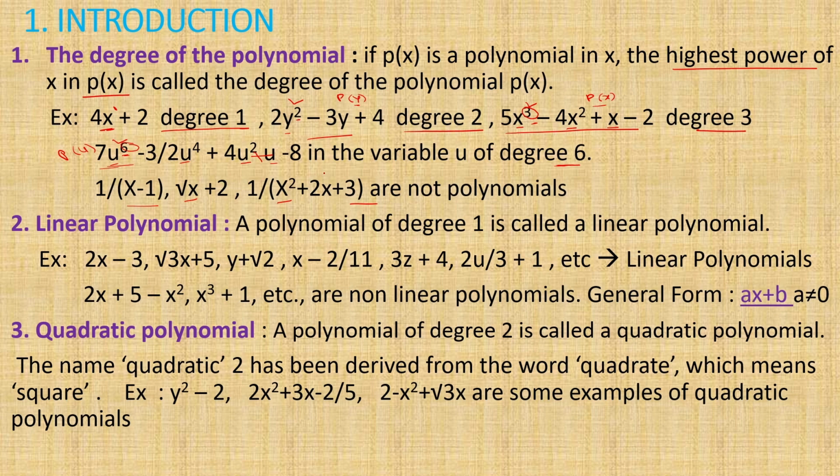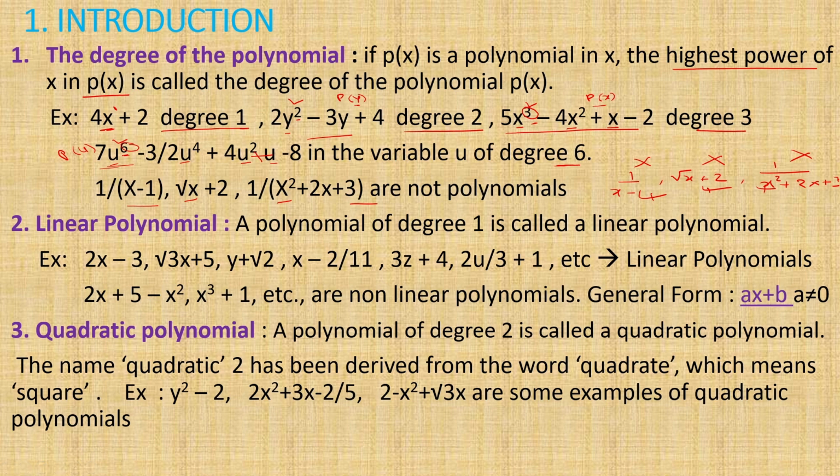Only when the degree is an integer. So all these types, 1 by x minus 1, root x plus 2, 1 by x square plus 2x plus 3, are not polynomials. This is not a polynomial because here the power of x is not an integer. So it will not have any degree. So it is not a polynomial. These are not polynomials. Okay.